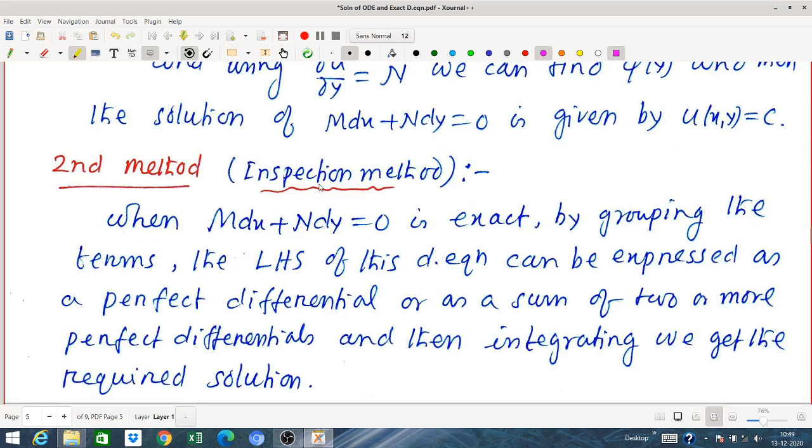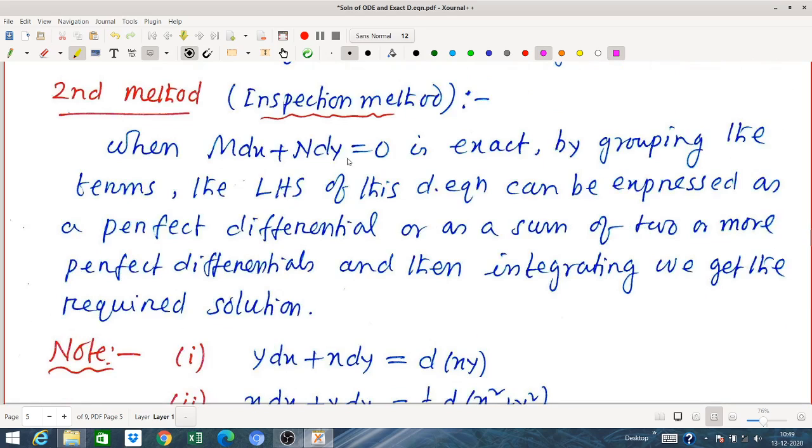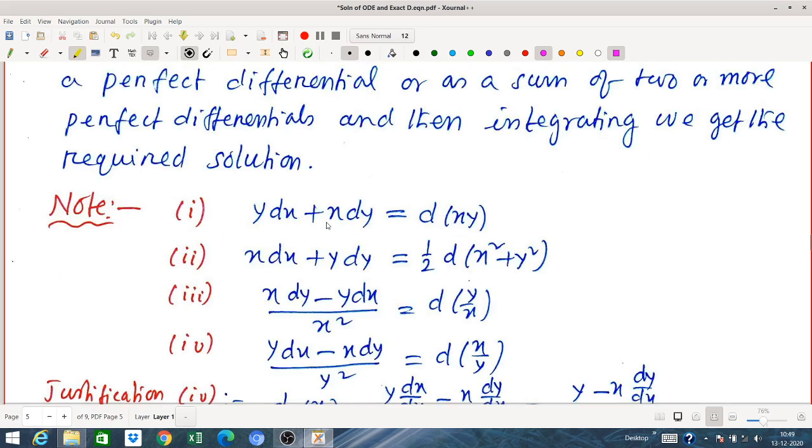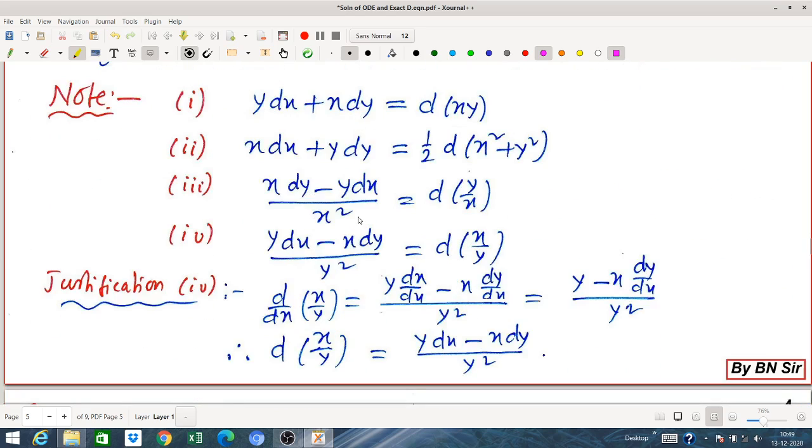Okay. The second method is the inspection method. When M dx plus N dy equal to 0 is exact, by grouping the terms of this differential equation, the LHS can be expressed as a perfect differential, meaning d of a single function, or sometimes it may be expressed as a sum or difference of two or more perfect differentials, and then integrating we get the required solution. This is easier, but sometimes grouping the terms is also not so easy. We shall see in examples also. And for this second method, these 4 important results will be helpful.